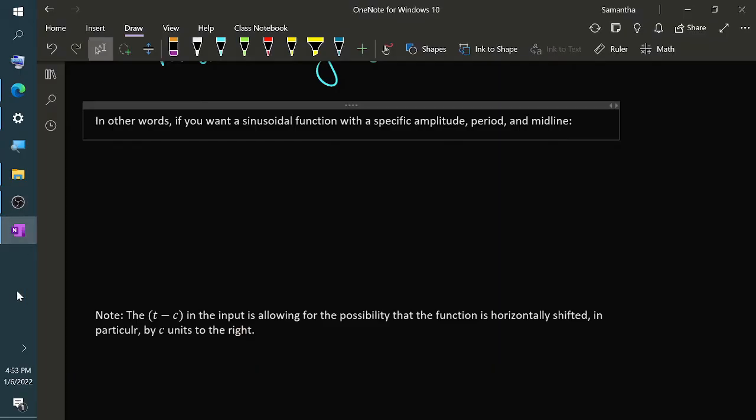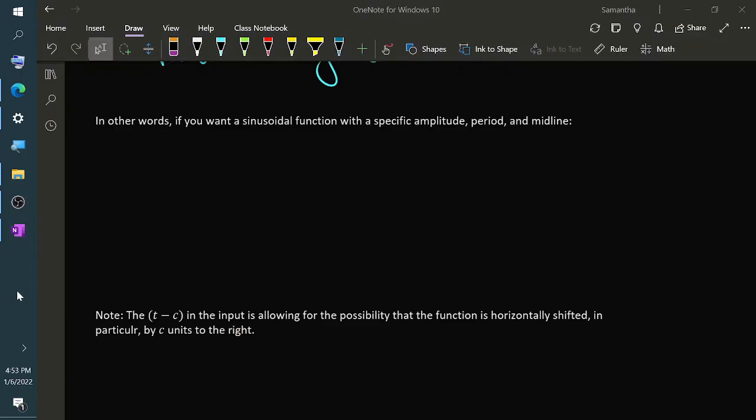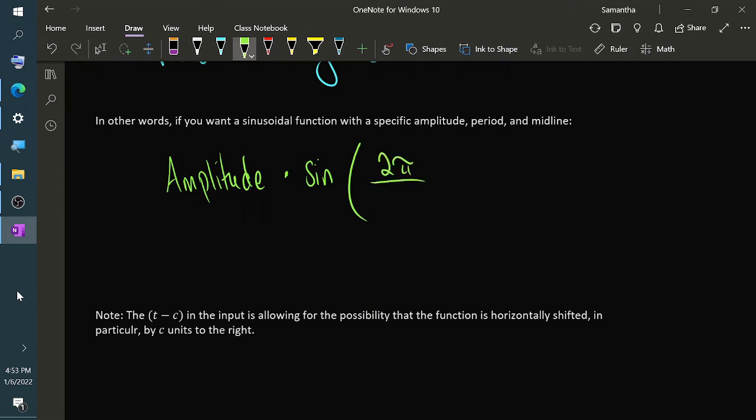Another way to put this exact same result is that if you want a sinusoidal function with a specific amplitude, a specific period, and a specific midline, then use the function where you take the amplitude and you multiply it on the outside by sine, then take the number 2 pi divided by the period and multiply that on the inside by your input, and then on the outside of sine, add the value of the midline.